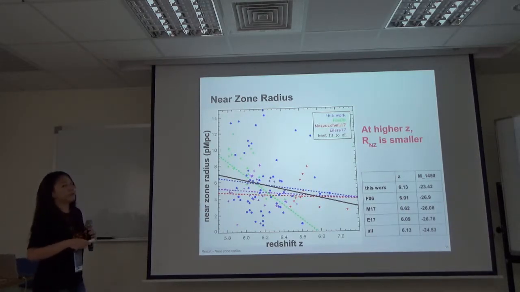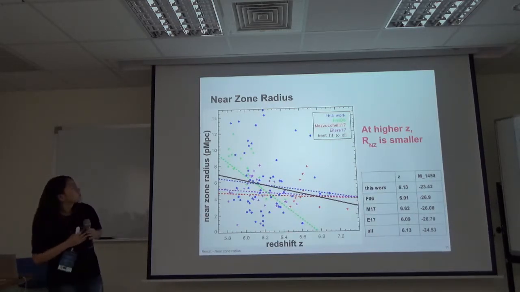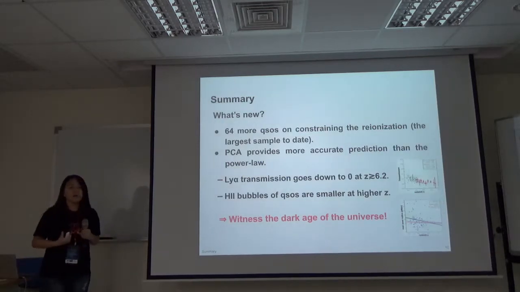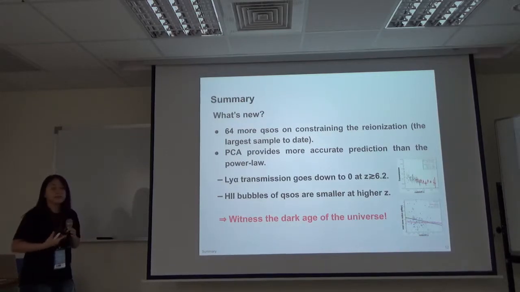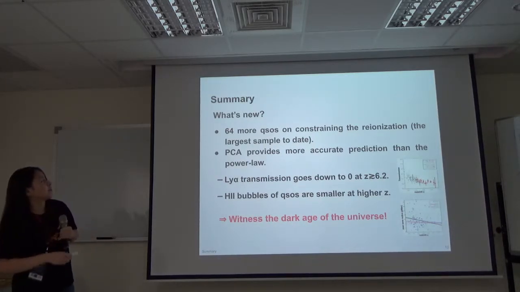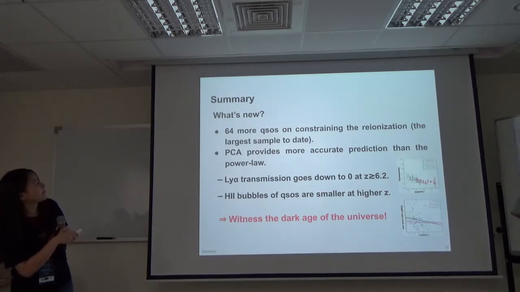And here we didn't include the bad data, for example, some bad PCA fitting or just bad spectral qualities. So now we are working on first improving PCA and also trying to take some spectra in order to see a clear damping wing. So this is my summary slide. Thank you.